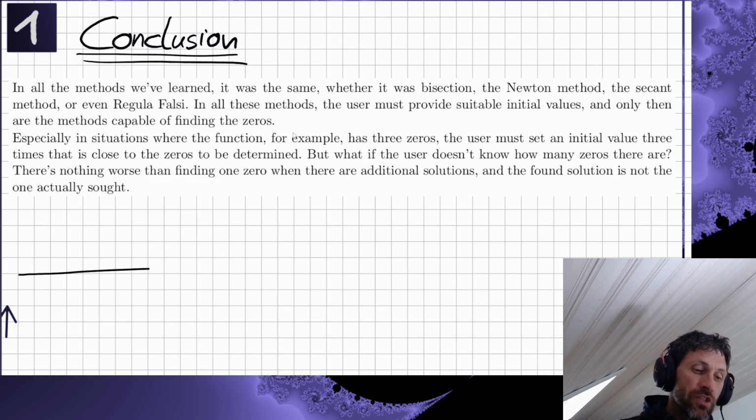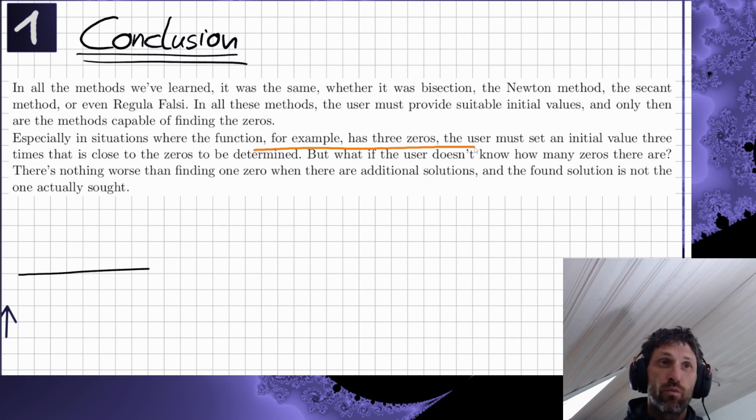Especially in situations where the function has more than one zero, maybe 2 or 3 or 5 or 6, the user must set an initial value 3 times to find all 3 zeros. But if the user does not know how many solutions there are, how could he set 3 times appropriate initial values? So the situation is a very bad one.